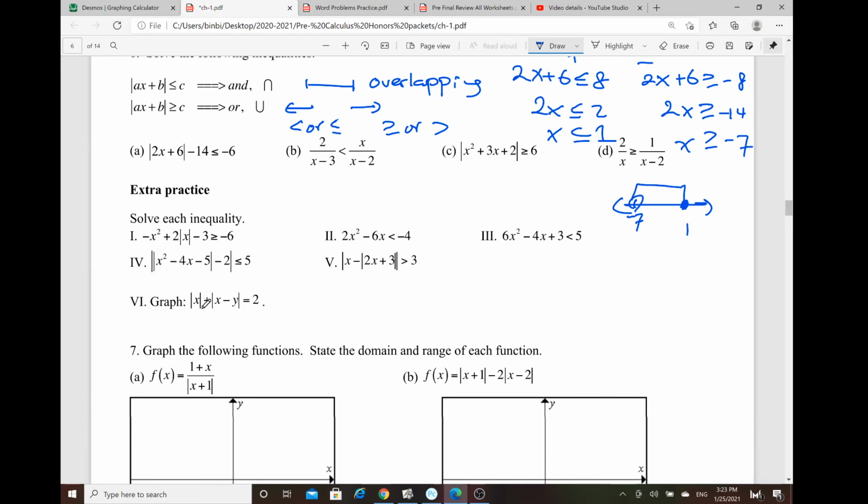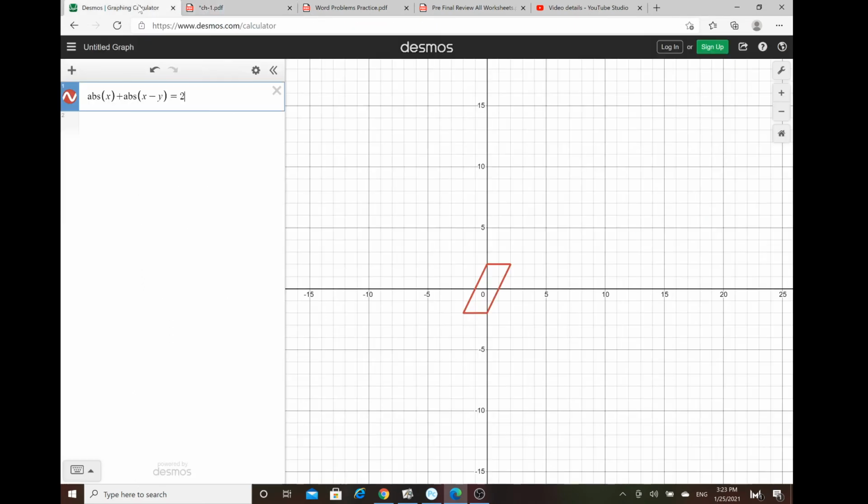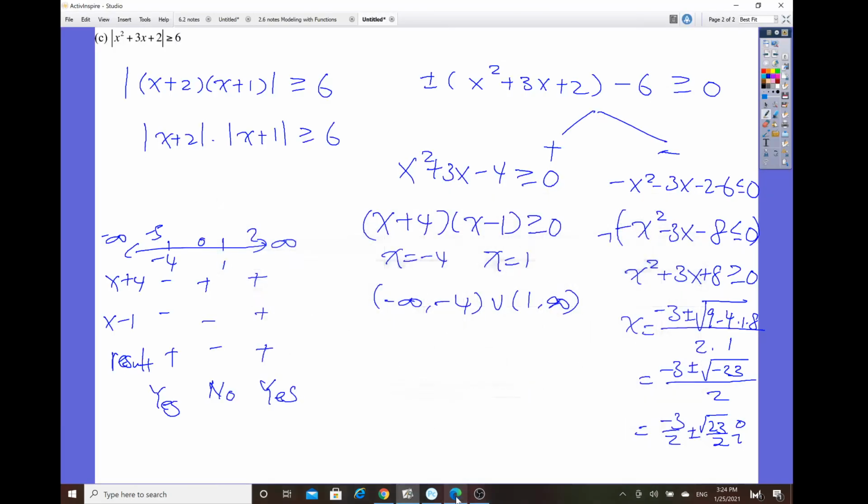Solve each inequality: absolute value of x plus absolute value of x minus y equals 2. So you want to sketch the graph for this. We're not solving it. You'll see that it's considered a parallelogram. Well, why is it a parallelogram? Because once you try to undo the absolute value, you'll see that there are 4 possibilities. That's what I'm going to show you in a minute.